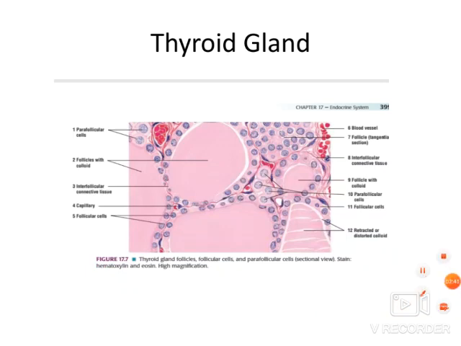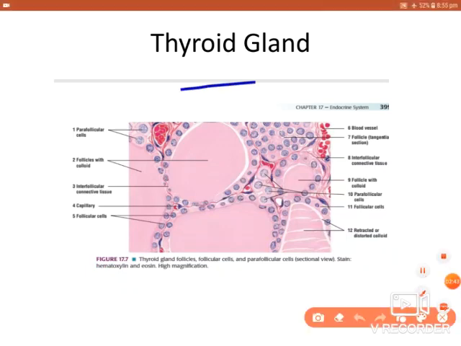Then here you can see this is the hypervascular thyroid. These large cells are the follicular cells, lined with cuboidal cells in the active stage. In these active follicular cells, the colloid mass will be less, and these follicles are smaller. Inactive follicles are larger, and there is a large amount of colloid.